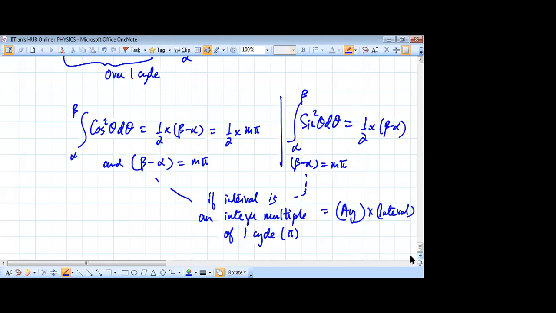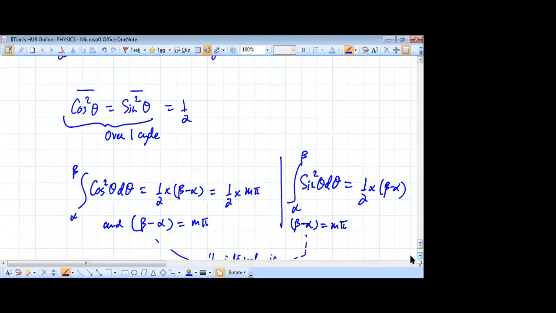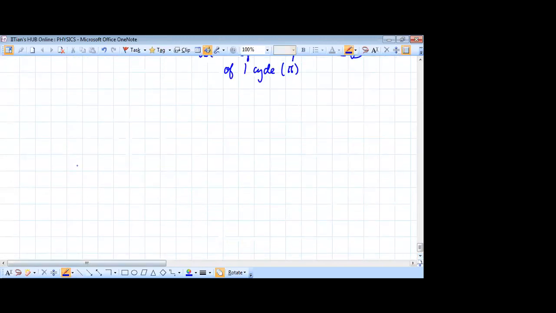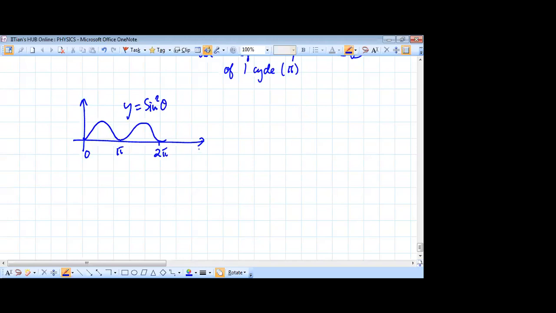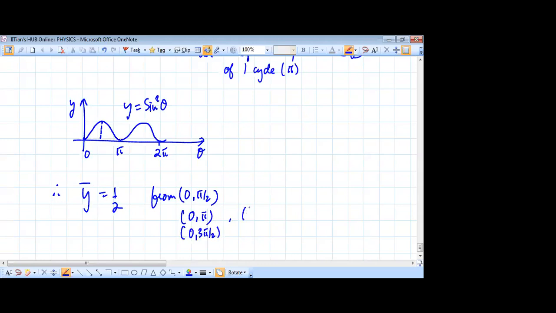The average value is half and the interval is beta minus alpha. Now in case of sine and cos, this will even work if it is a half cycle. I mean, sine square and cos square will even work if it is a half cycle, because, for example, sine square theta is like this. Because of symmetry, the average value of y is equal to half from 0 to pi by 2, 0 to pi, 0 to 3 pi by 2, 0 to 2 pi, like this.